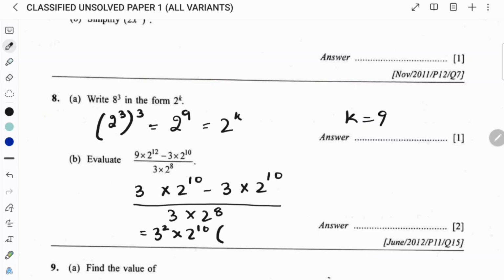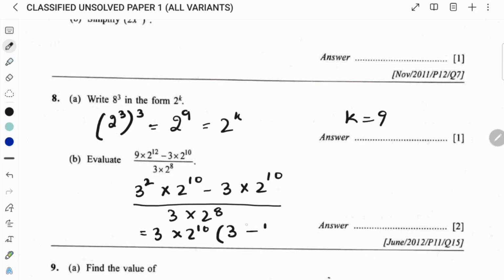So 3 into, and here what happened, sorry, I have to erase this one. Okay, so here it's 3 square into 2 to the power 10 minus 3 into 2 to the power 10. So one of the 3 is left here and nothing left, you write down just minus 1.